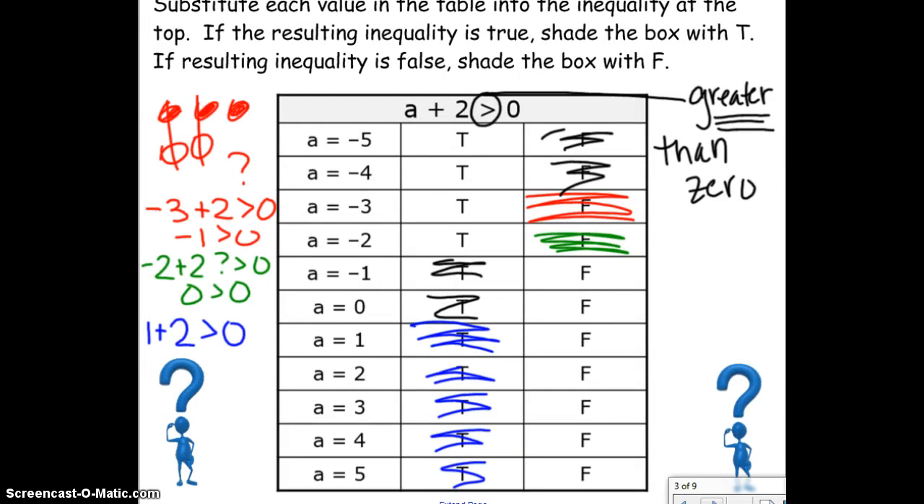When we looked at our inequality a plus 2 is greater than 0, we did the same thing. We took each of the values on the left, plugged it into a to see if our answer was true for the inequality. For the value negative 5, we had negative 5 plus 2, which was an answer of negative 3, and that is not greater than 0. So all the way up to negative 1, our answers were false. Once we got to negative 1, our inequality became true.